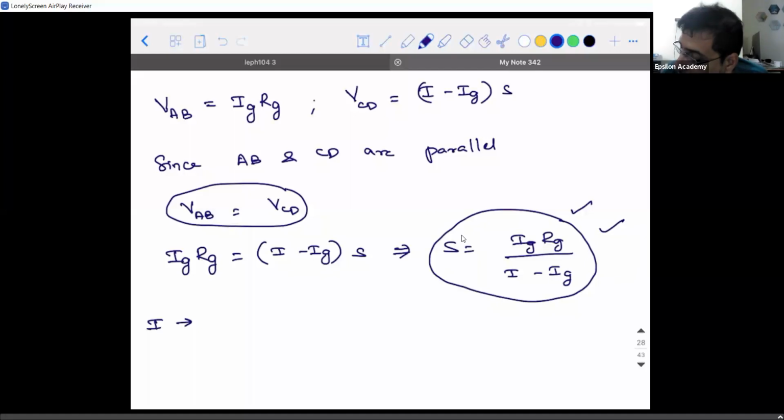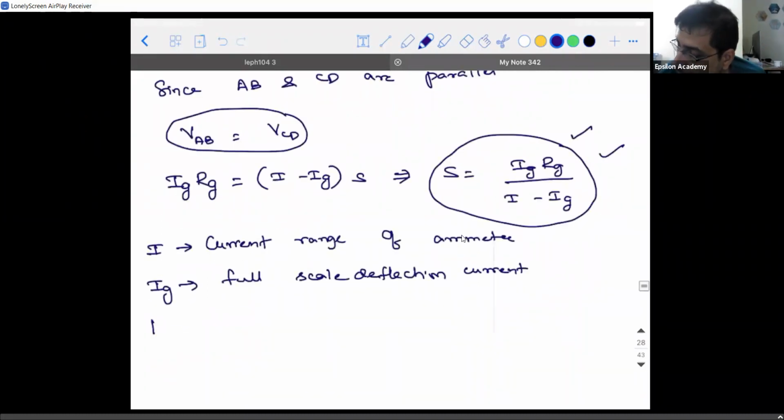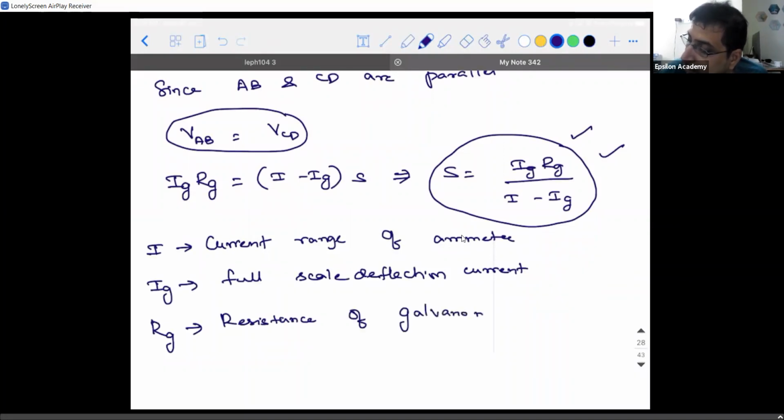So I is the current range of the ammeter. Ig is called the full scale deflection current. Rg is called the resistance of the galvanometer. That's it.